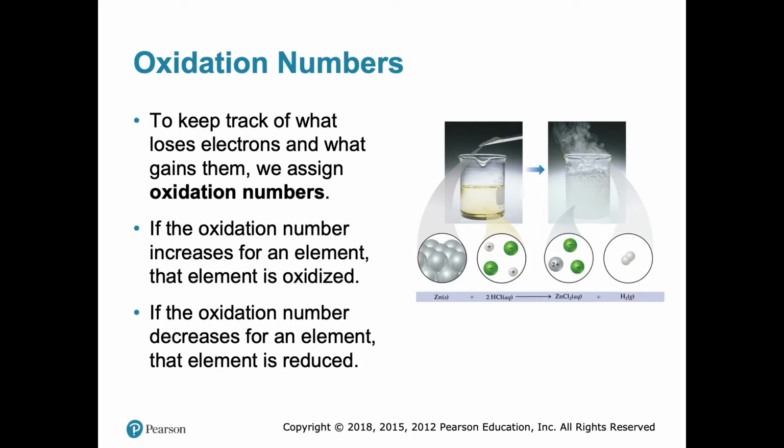Okay, so we're going to use this example here. I think this is the example on the next slide. But here we have zinc metal, and we'll add to it some hydrochloric acid, and then it becomes zinc chloride and hydrogen gas. So this actually is a redox reaction. And you can see here, for example, that zinc had a single electron, but then it lost that electron and became zinc chloride. So this is definitely a redox reaction.